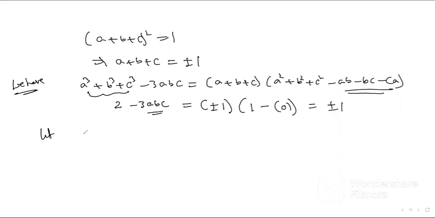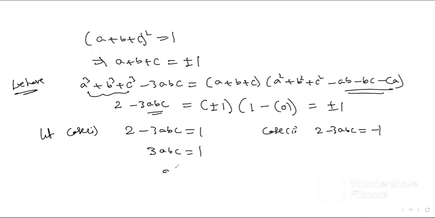So let us take the first case, case 1: 2 minus 3ABC is equal to 1. Case 2: 2 minus 3ABC is equal to minus 1. So in case 1, 3ABC is 1, so ABC is equal to 1 by 3. Next, 3 is equal to 3ABC, so ABC is 1. So both answers, 1 and 1 by 3, are correct. In the options, 1 by 3 is given.